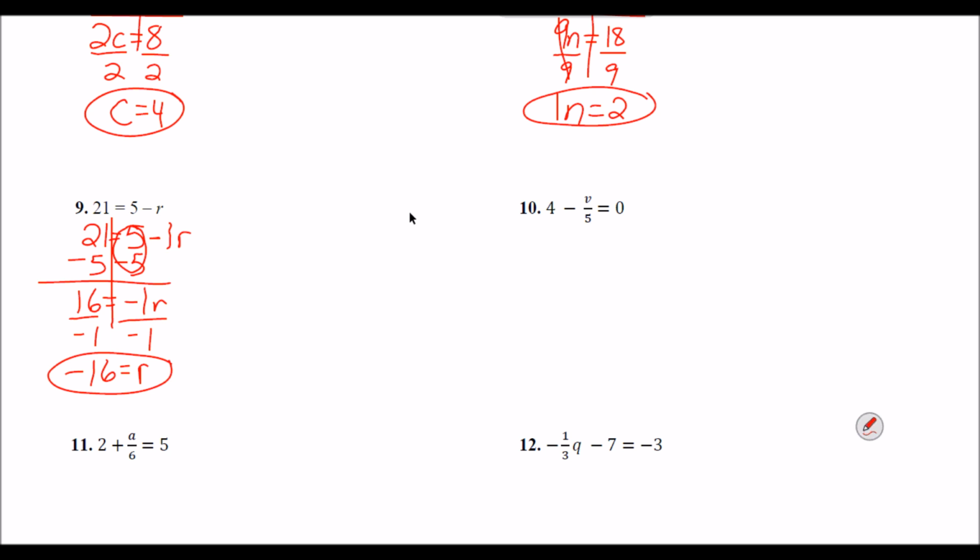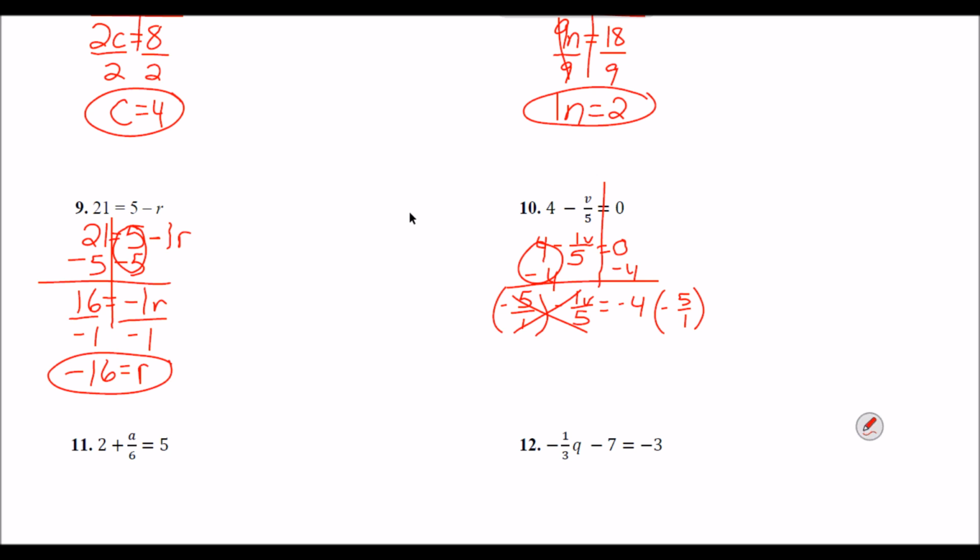We've got a fraction here, so it's like 4 minus 1/5 of v, basically. Okay, so we can put a hidden 1 next to that v, and it's equal to 0. All right. So we now need to subtract 4 on each side. The negative 1v over 5 drops down, which is equal to negative 4. The question is how do we get rid of a fraction in front of a variable. And we know that we need to multiply by the reciprocal on each side.